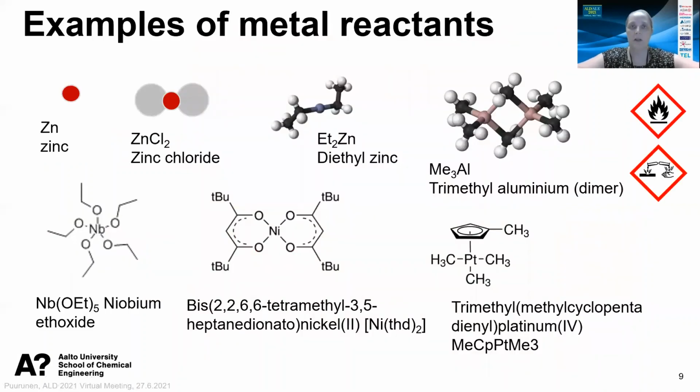Many types of reactants are used. Here are some examples of them. They range from simple elements up to complex metal organic compounds, and you have to be cautious. Sometimes these reactants are pyrophoric or toxic or otherwise harmful. Be careful and read the material safety data sheet.